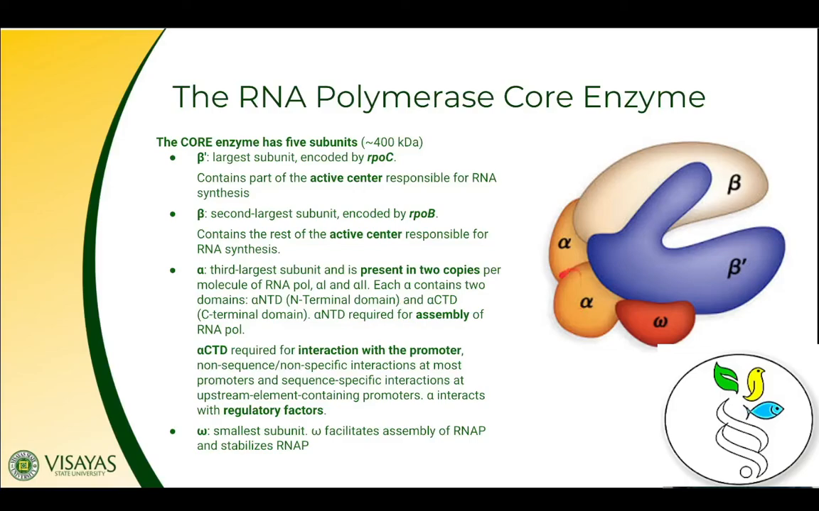So alpha 1 and alpha 2, and each contains 2 domains, the alpha N terminal domain and the alpha C terminal domain. Depending on the structure of the protein, we know that proteins have an N terminal and C terminal, the amino end and the carboxyl end. The alpha NTD is required for assembly of RNA polymerase. The alpha CTD is also required for interaction with the promoter. There are non-sequence specific interactions at most promoters and sequence specific interactions at upstream element containing promoters. Alpha interacts with regulatory factors as well, the ones that regulate transcription of certain genetic elements. This one here is the omega. This is the smallest subunit, and it facilitates assembly of RNA polymerase and also stabilizes the RNA polymerase.